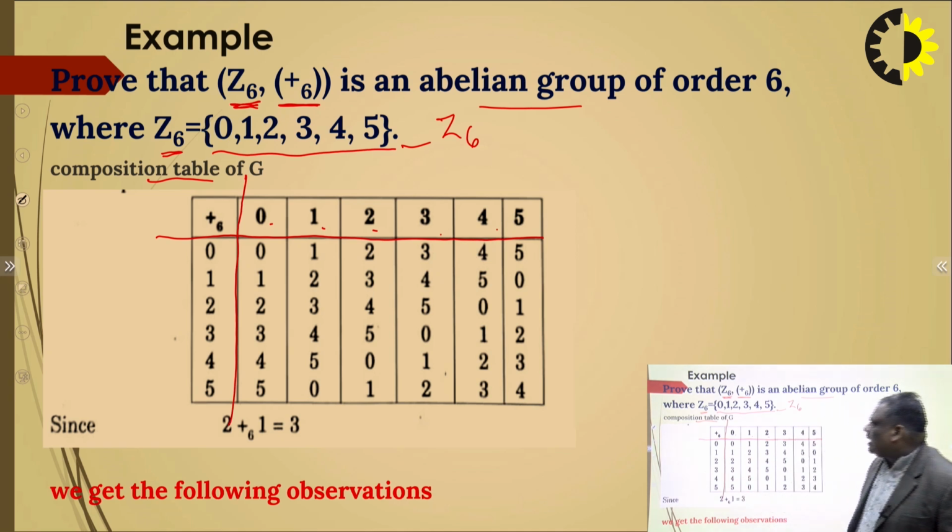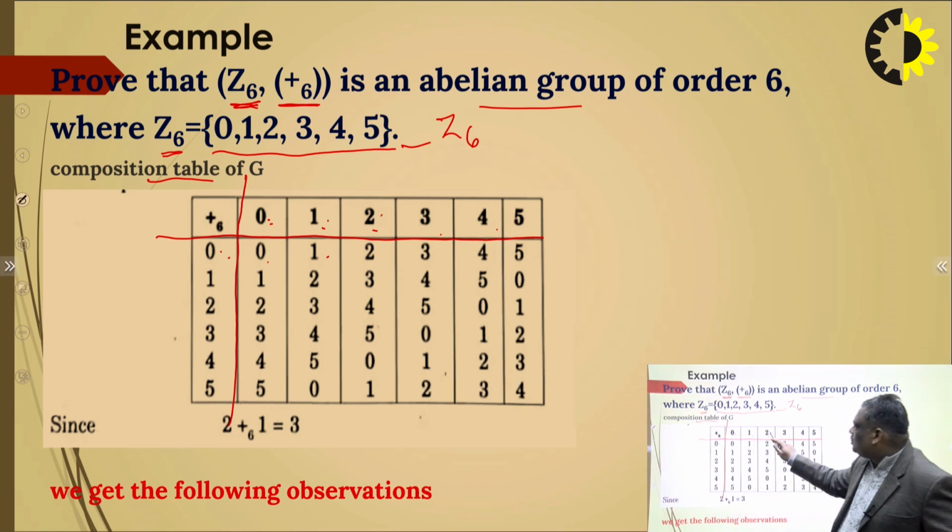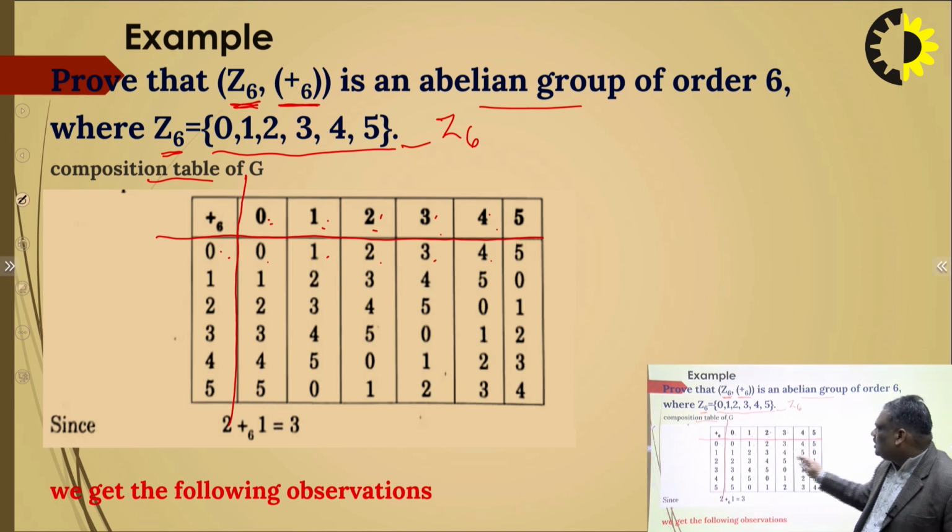So, one by one we can evaluate it. 0 plus 0 is equal to 0, 0 plus 1 is equal to 1, 0 plus 2 is equal to 2, 0 plus 3 is equal to 3, 0 plus 4 is equal to 4, 0 plus 5 is equal to 5. So if we want to add a 0 to each element, we find this result.